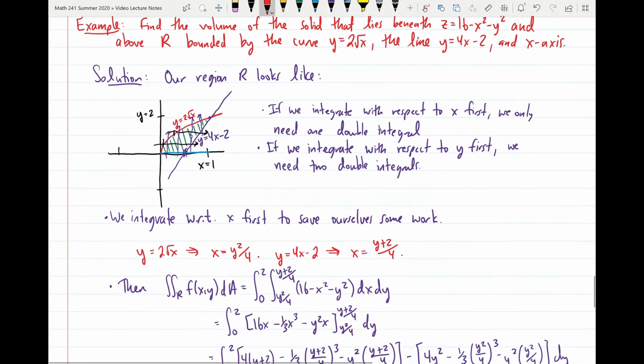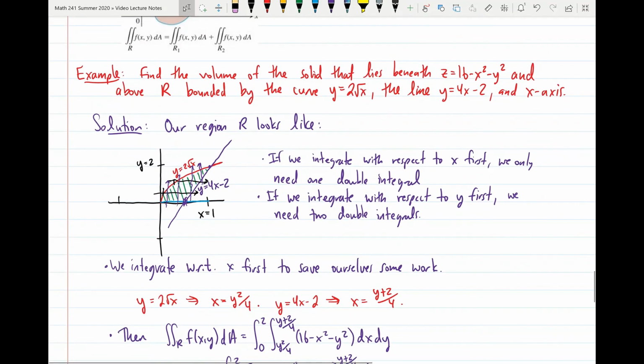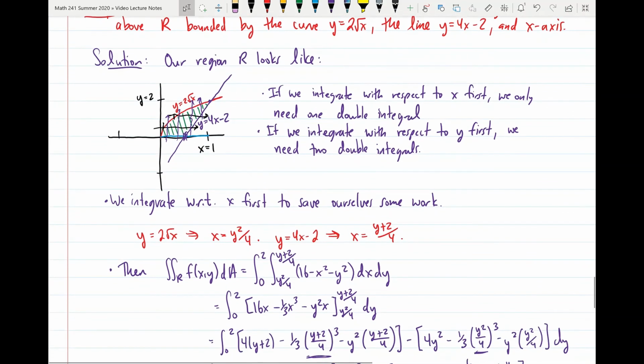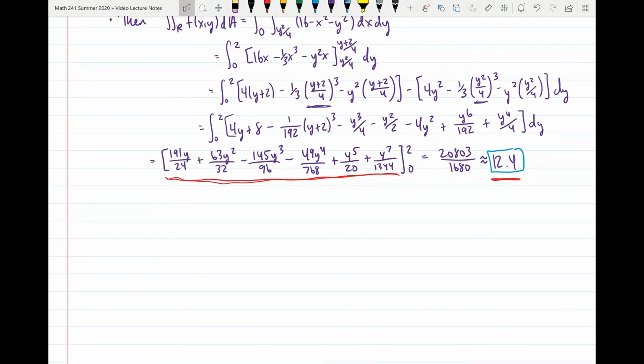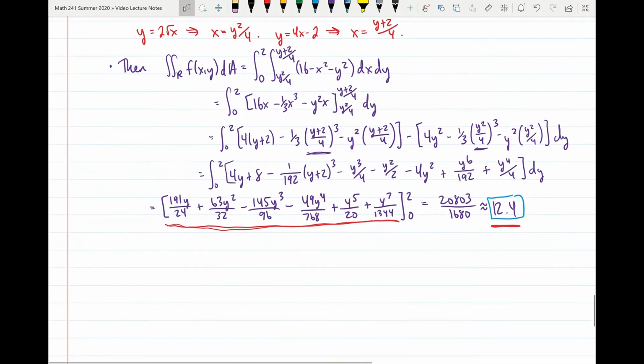So the volume of the solid that's bounded above by z equals 16 minus x squared minus y squared, and below by that region in the plane that we have drawn there, is going to be something along the lines of 12.4. So hopefully this is just a nice example for how sometimes things can be messy. Things aren't always going to look nice. And in the homework, if you get messy problems like this, I'm fine if you approximate answers as opposed to carrying fractions all the way through and things like that. I'll leave that up to your discretion.